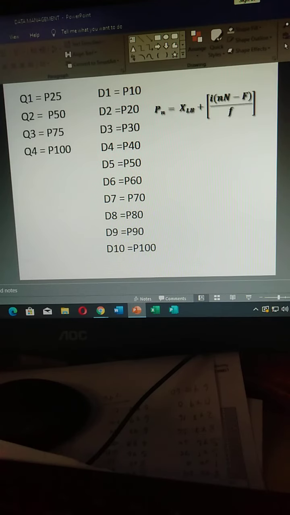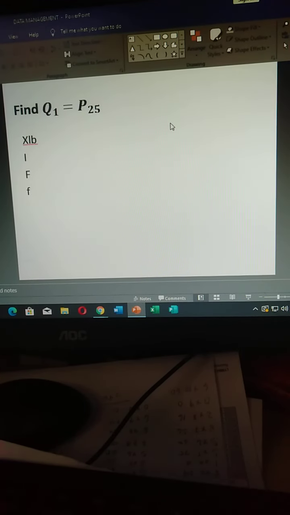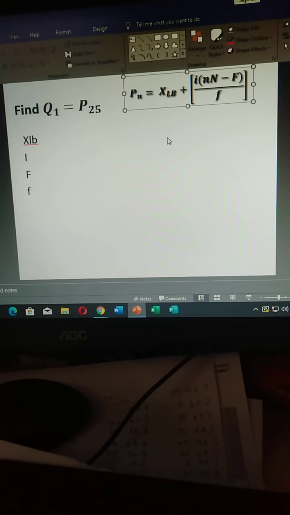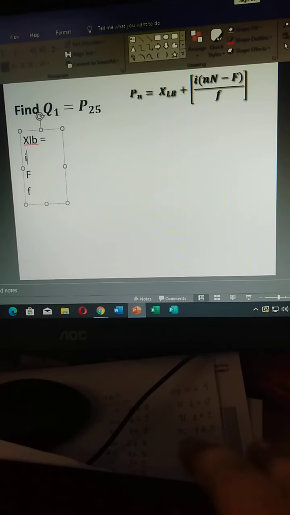Ayan, ito yung formula natin. Okay, dyan lang. Para ipin natin dyan para hindi tayo malito. Okay. So here, we are looking for a lower boundary for our interval, for our frequency before the interval class and the frequency of the interval class.